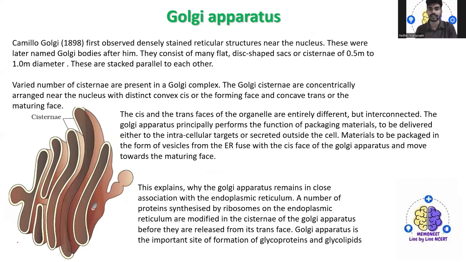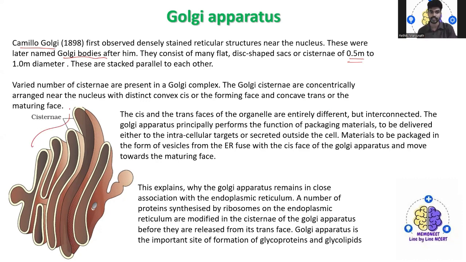So the next one we have is the Golgi apparatus, which was first observed by Camillo Golgi in 1898. He saw a densely stained reticular structure near the nucleus. These were later named Golgi bodies, after him. They consist of many flat, disc-like structures which measure 0.5 to 1.0 micrometers in diameter, stacked parallel to each other.